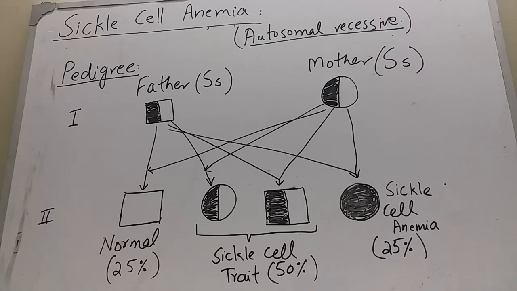In this case, I have shown you that if both the parents are in the carrier state, they have one normal gene and one abnormal gene. So there is a 25% chance that their child will be normal, and there is a 50% chance that their children will have the sickle cell trait, and there is a 25% chance that their child will suffer from sickle cell anemia. So it was all about sickle cell anemia.